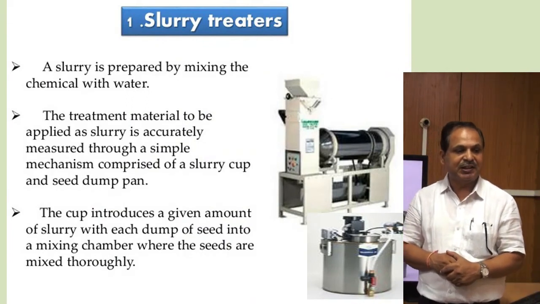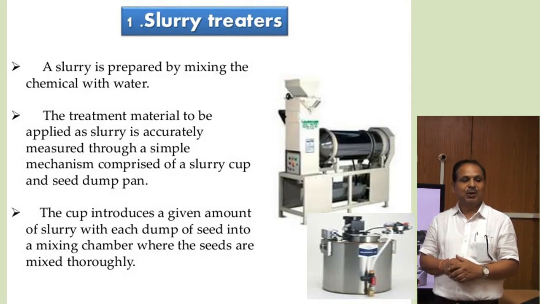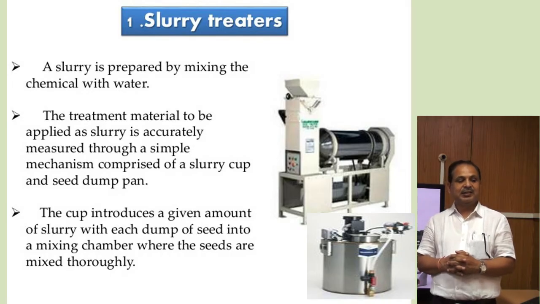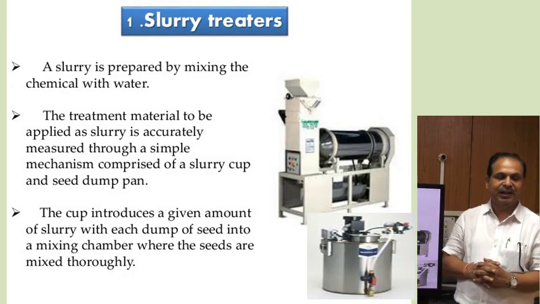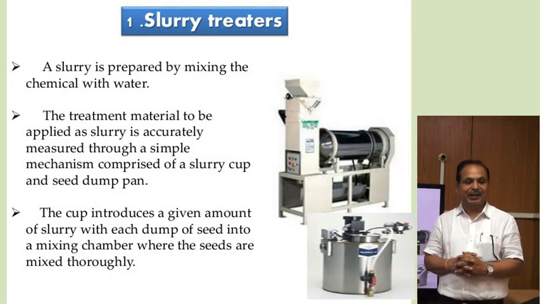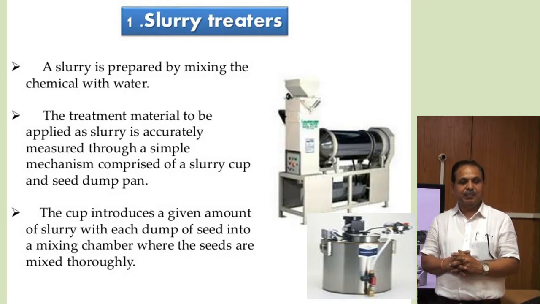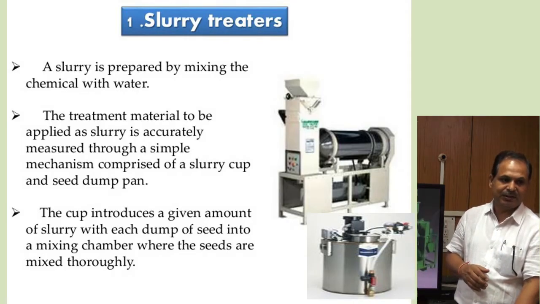In case of slurry treaters, a slurry is prepared by mixing the chemicals with water in exact proportions, and the treatment material to be applied as a slurry is accurately measured through a simple mechanism comprised of a slurry cup and seed dump pans. The cup introduces a given amount of slurry with each dump of seed into a mixing chamber where the seeds are mixed thoroughly. In this way we can treat the seeds with the slurry treatment method.